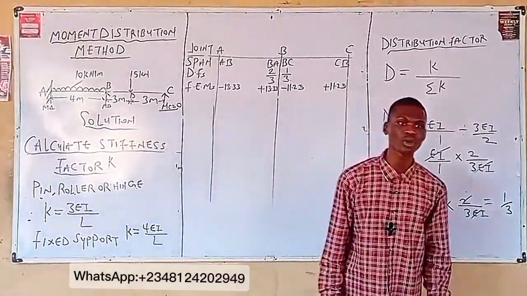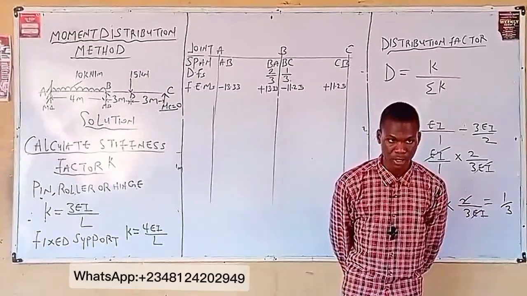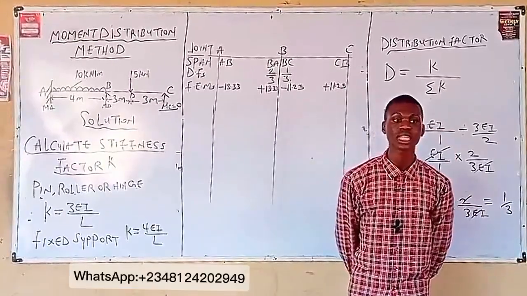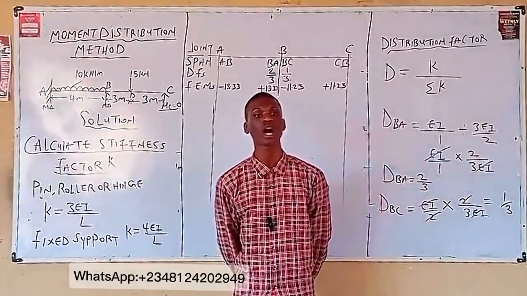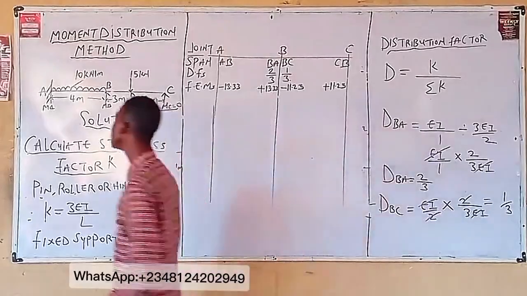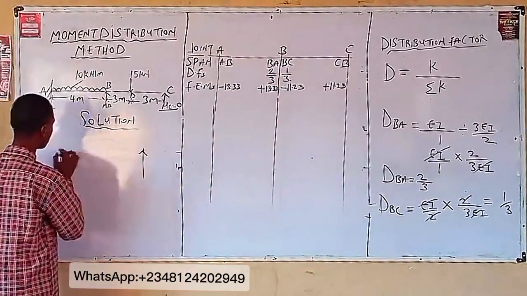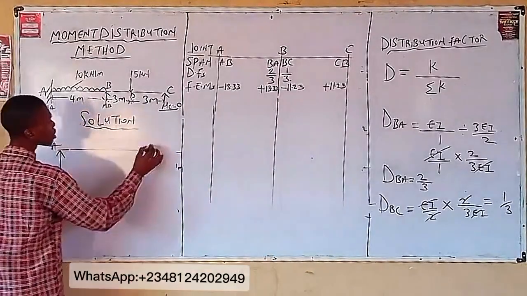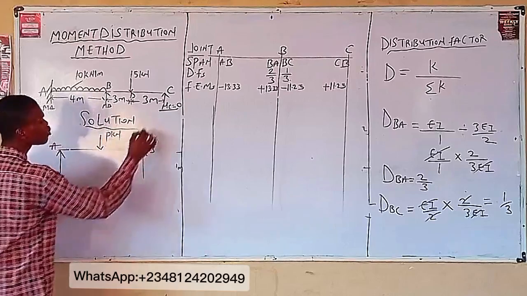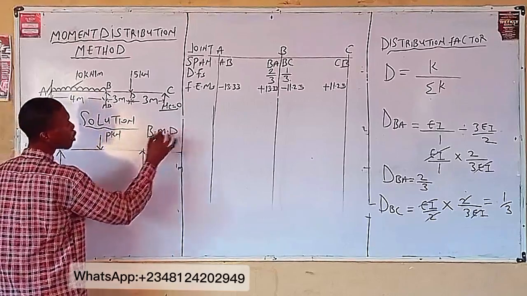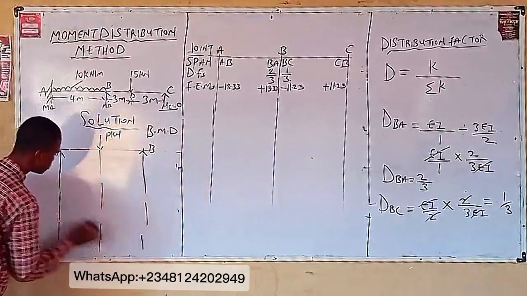It is starting with 0 because at point A, I have a pinned support, and at point B, which is the last end, I also have a pinned support. Now, let me illustrate what I'm saying. Say you are given a simply supported beam. Call this A, call this B, call this P kilonewton. From here, let's draw the bending moment diagram of this beam.